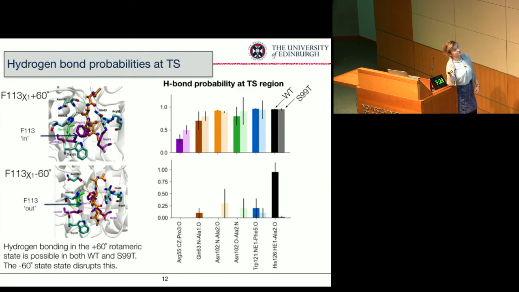We can also further look at hydrogen bonding networks. So again, transition states of these two different simulations, in this case, again, looking at wild type and this one mutant, we have 6 hydrogen bonds with high probability in this transition state if we look at these simulations, whereas this is completely broken in the -60 degree state simulations.